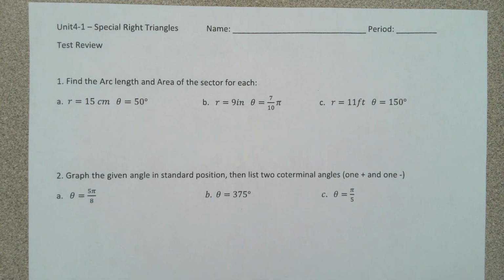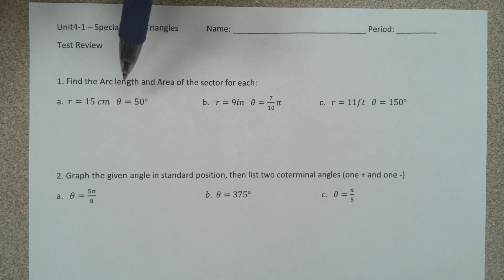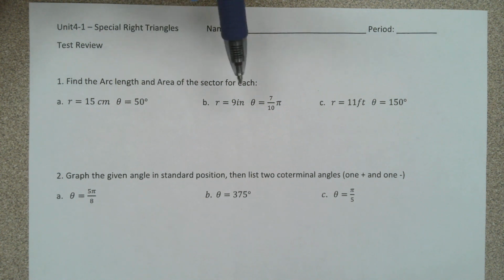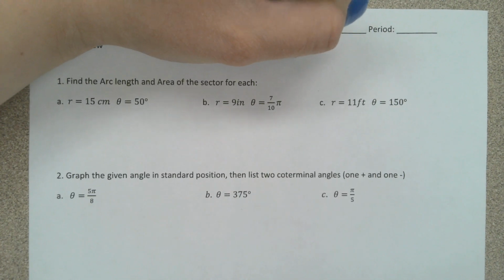Hi everyone. In today's video, I'll be going over our study guide for the Unit 4.1 test. Number 1, find the arc length and area of the sector for each. So on the test, we're going to give you the formulas for these, but we're not going to specify which formula represents arc length and which one represents the area of a sector. So you will have to know which one is which.